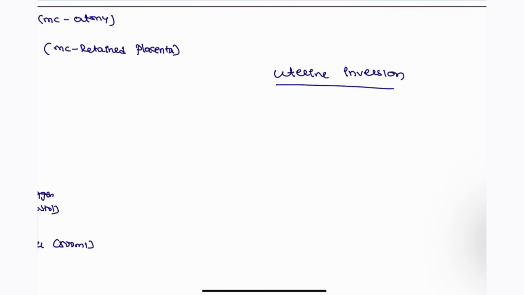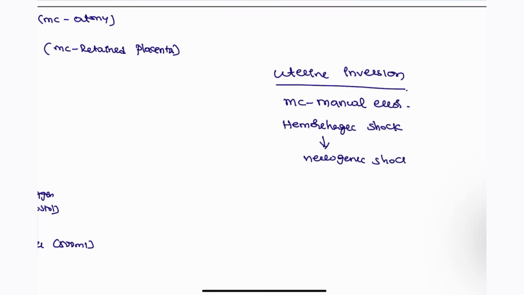Uterine inversion, the most common cause. What could be the most common cause, guys? Manual error that is caused here. Okay, so immediately the patient will be having hemorrhagic shock, but as soon as possible it progresses to neurogenic shock. Okay, if they ask what is the cause of death, then it is neurogenic shock.